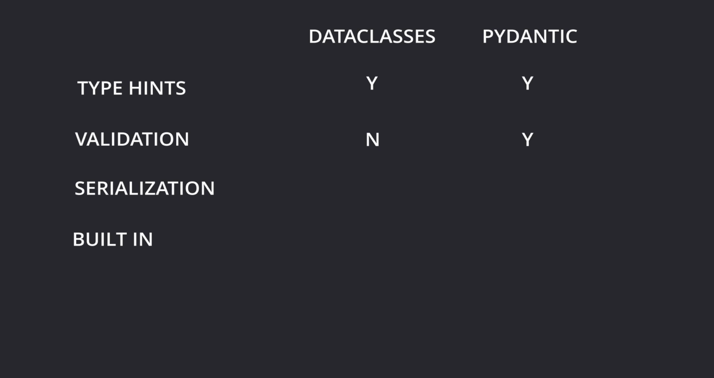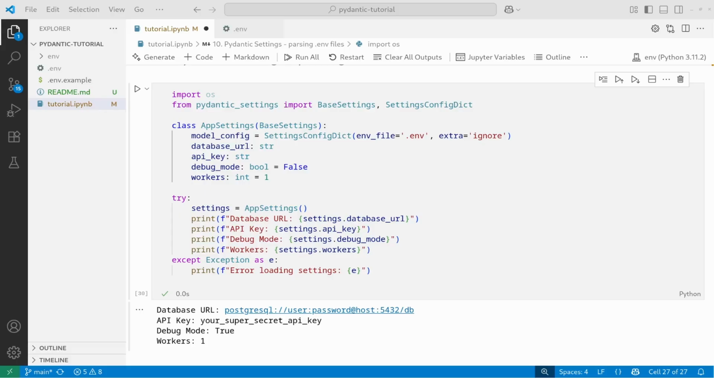So what about serialization and deserialization? Pydantic offers built-in, easy-to-use methods for converting models to and from JSON, dictionaries, and other formats. Dataclasses require manual serialization logic. And the last one, dataclasses are part of Python's standard library. Pydantic is a third-party library you need to install manually. For simple data structures where you don't need validation and serialization, dataclasses are just a perfectly fine choice. But for robust data handling, API development, or anywhere data integrity is critical, Pydantic is the clear winner.